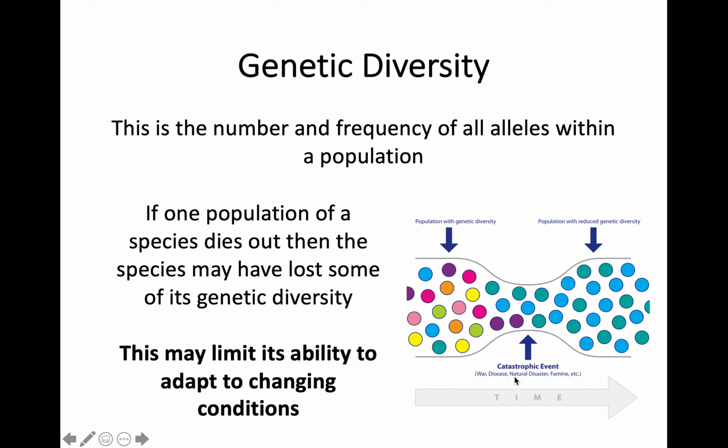So for example, in this graphic here, if we have a look at all of these different coloured circles, signifying different alleles, different genes, we're seeing a very genetically diverse population here. What could happen is there could be some sort of event that wipes out a population or some populations of the species, and instead you're left with this species that, although still exists, has much more reduced genetic diversity, and that could be a harmful thing to them potentially in the future.